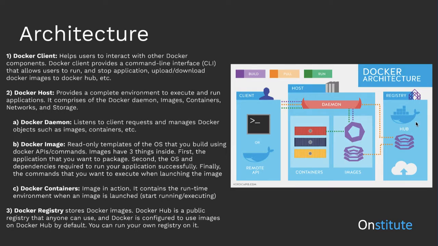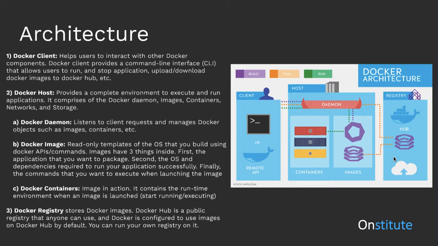The third component is Docker registry. This is basically a storage for existing Docker images. There are several Docker registries possible. You can make your own Docker registry also, but Docker Hub is the most popular and is a public registry that anyone can utilize. And Docker is configured to use images on Docker Hub by default.